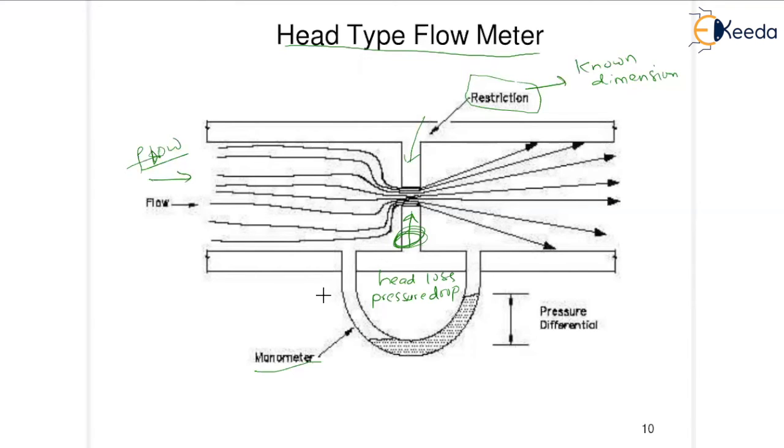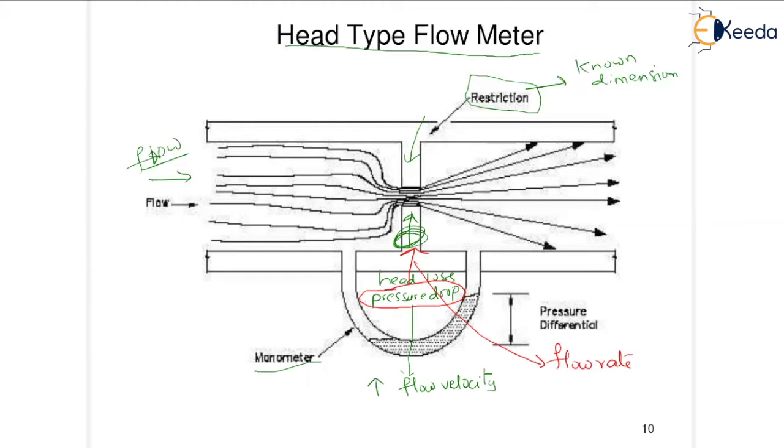And at this restriction, there will be an increase in flow velocity because there is a pressure drop. And the measure of this pressure drop at this inserted place is the indication of flow rate.